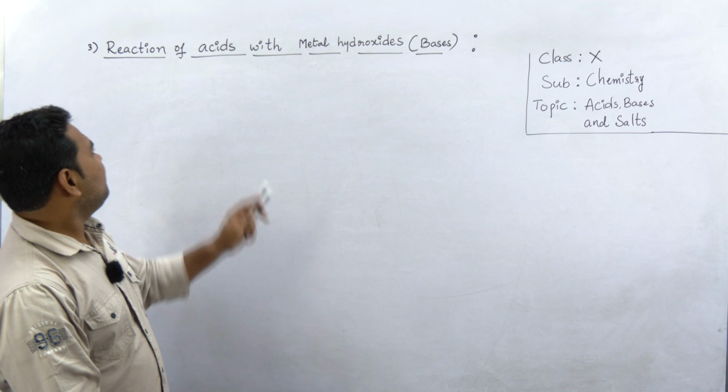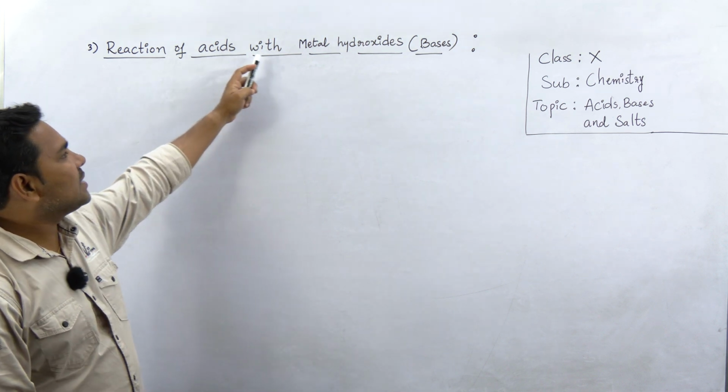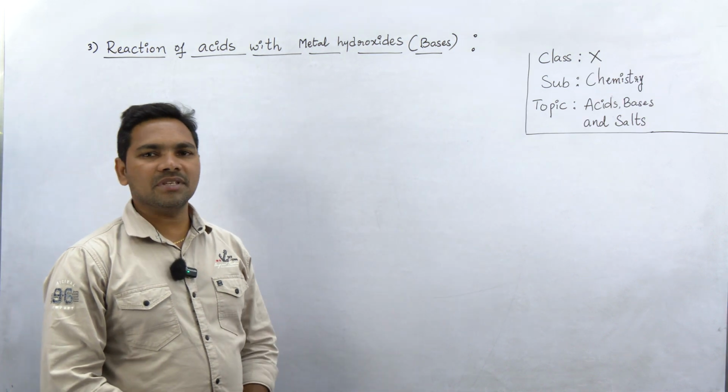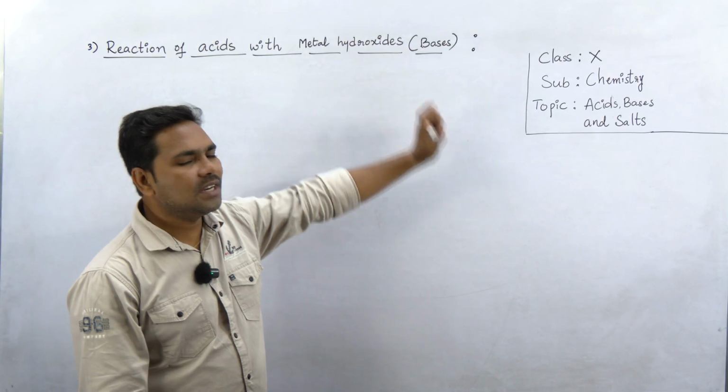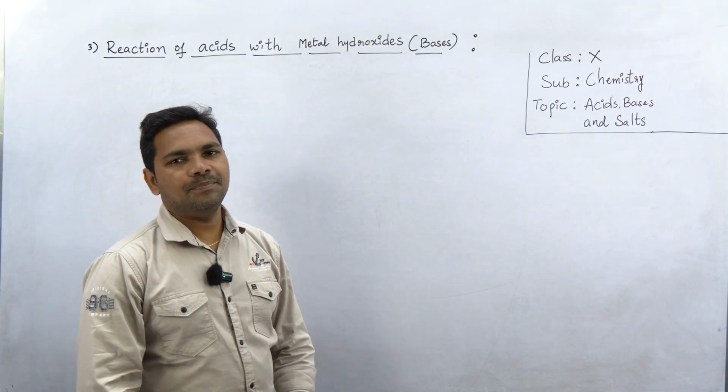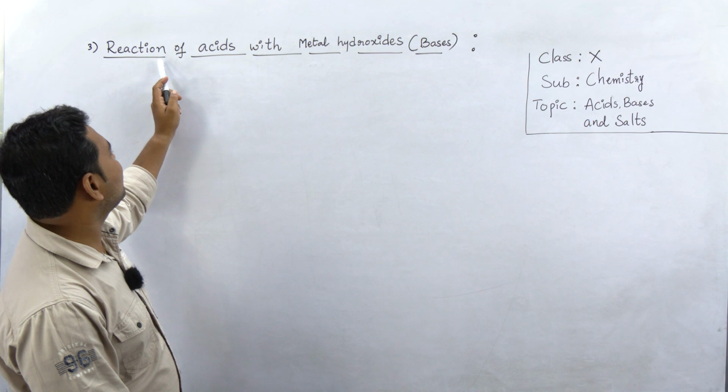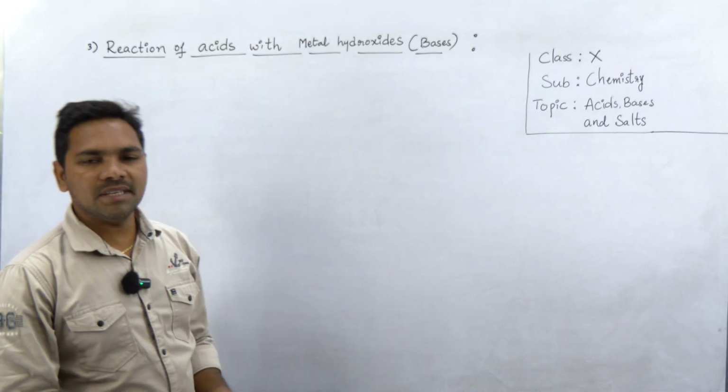Now, next property of acids: reaction of acids with the metal hydroxides. Remember this, metal hydroxides are generally bases. So we can also take this as the reaction of acids with the bases.